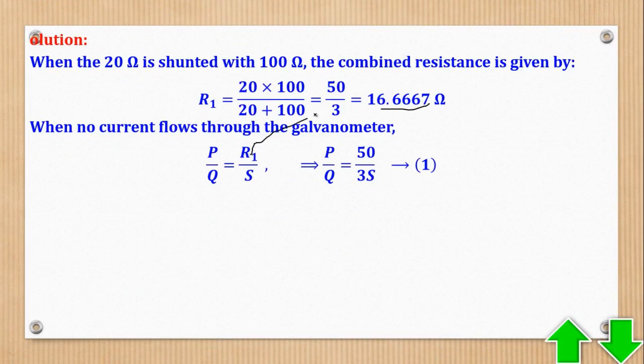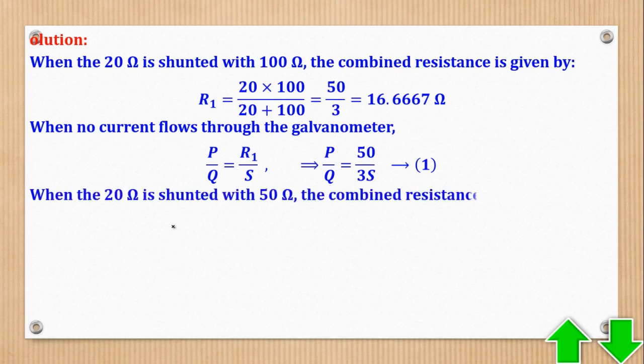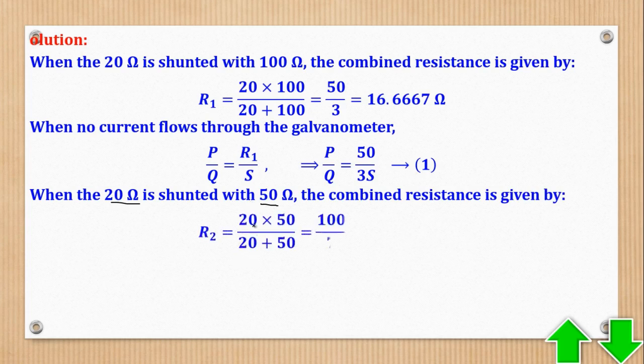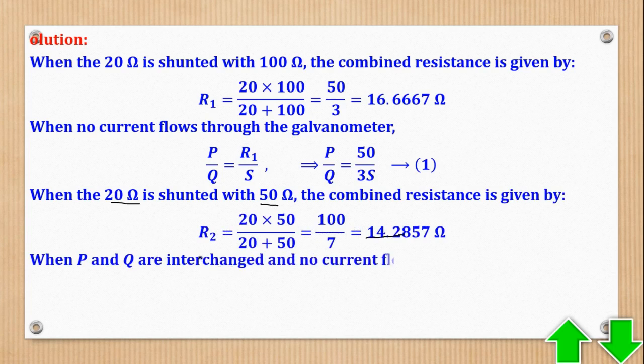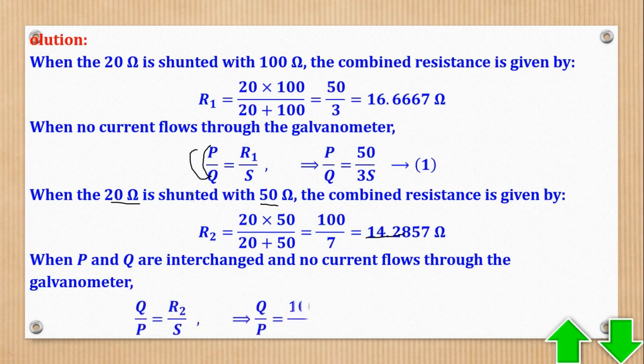So R1 was already here, so come and substitute and be able to get that equation. So let's first write equation 1. Then on interchanging, when this is shunted with this, the effective resistance will be product over sum, which is that. Therefore, when they are interchanged, it implies that now these ones will change. So Q will go up, P will go down, and this R1 will be replaced by R2, to come up with this, substitute for R2.